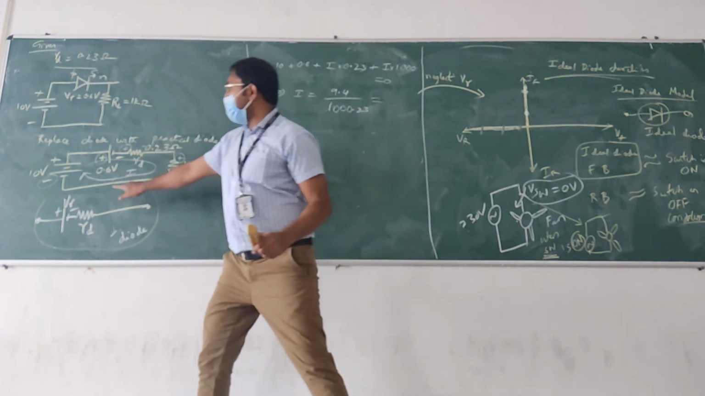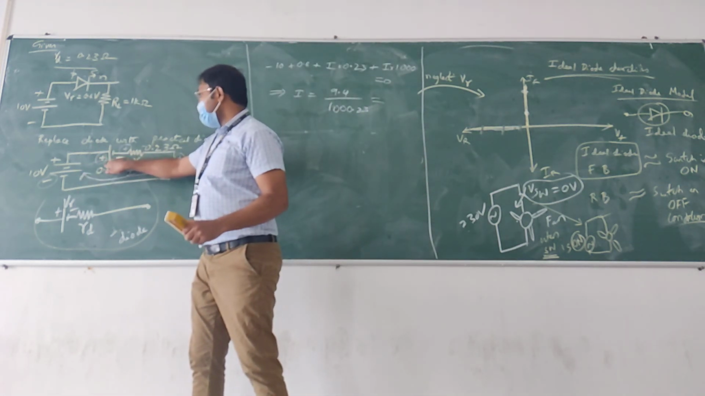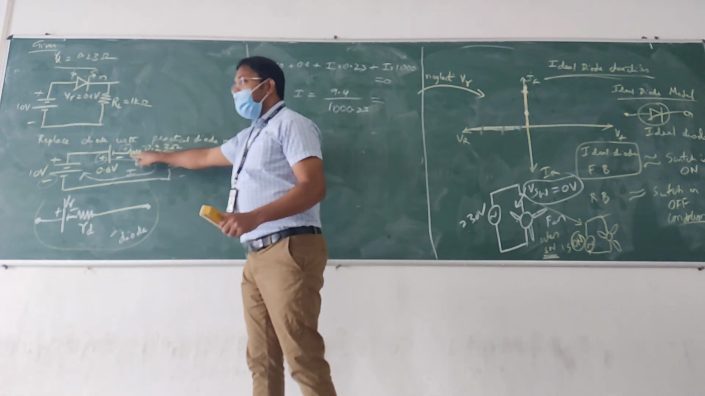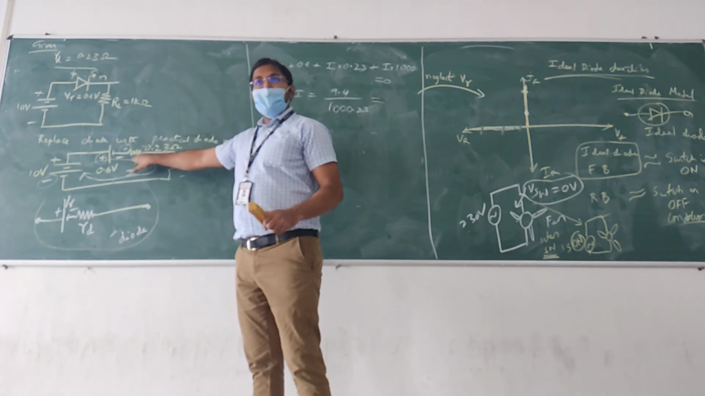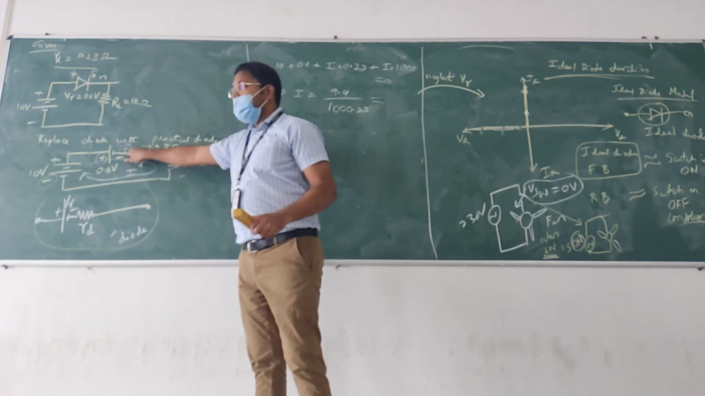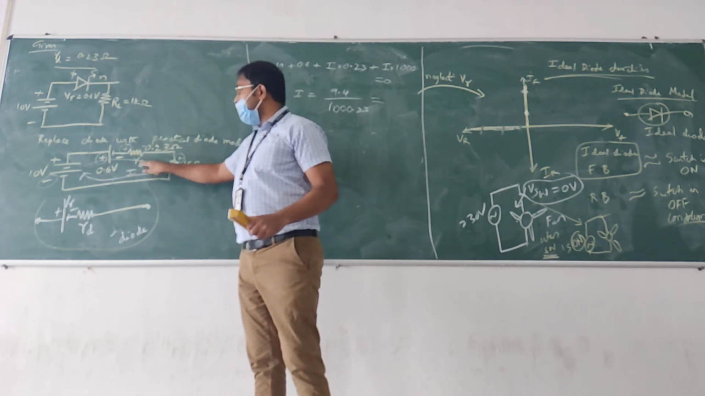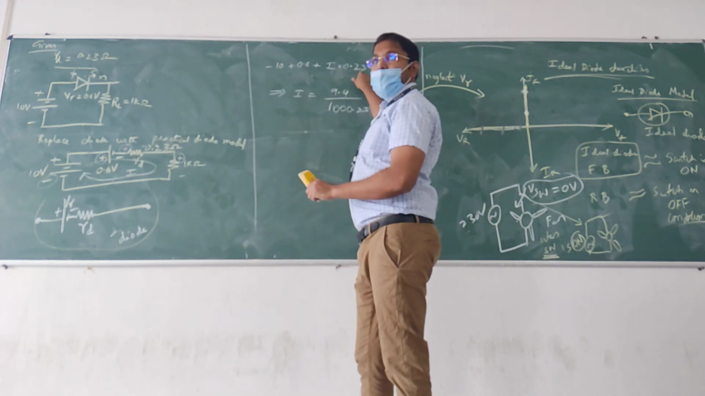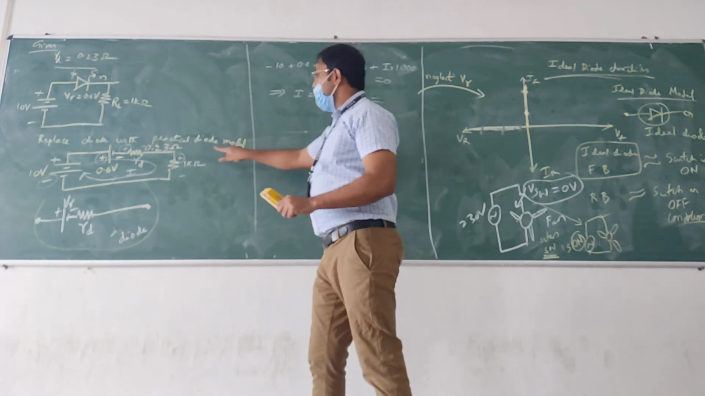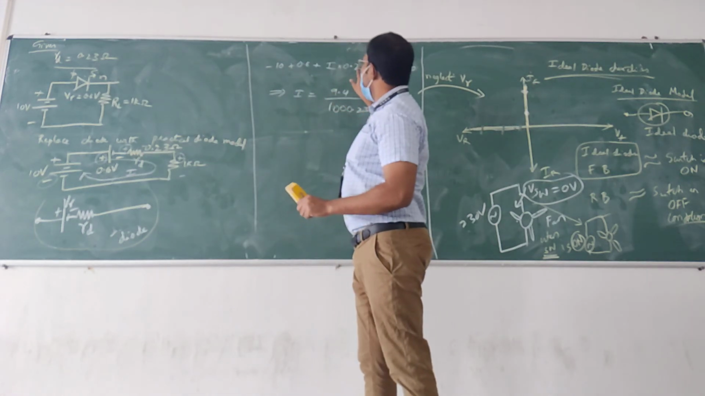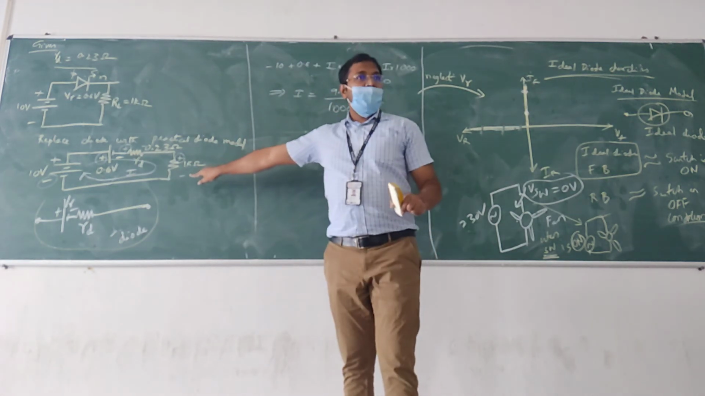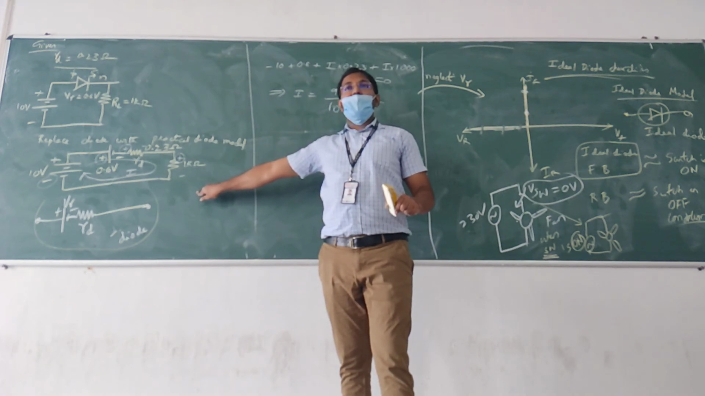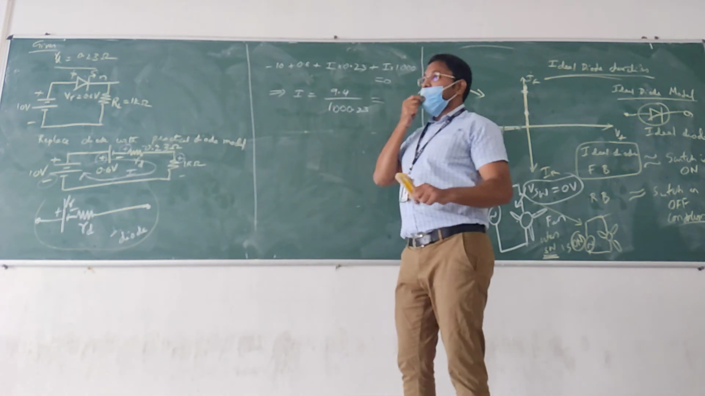So minus 10 plus 0.6. Voltage is current into resistance, so entering is plus. Plus I into RD, the RD value 0.23, plus I into 1k. Kilo is 1000, so I into 1000 is equal to 0.